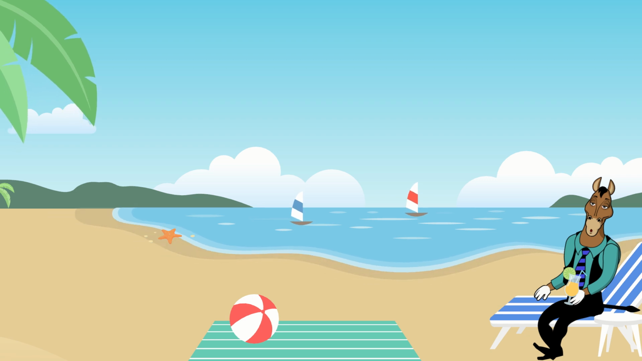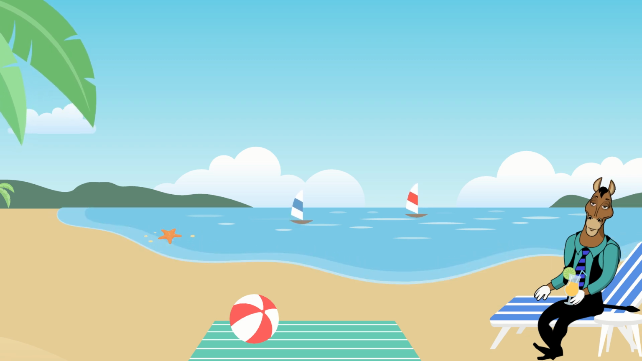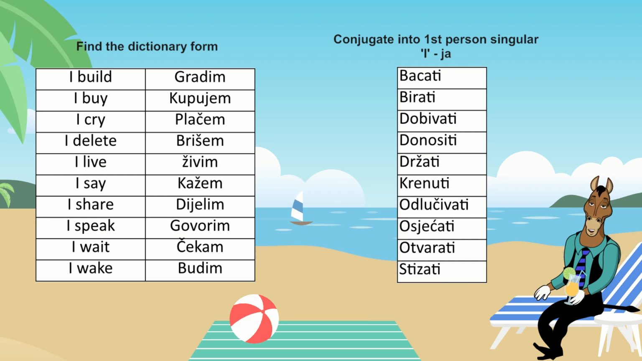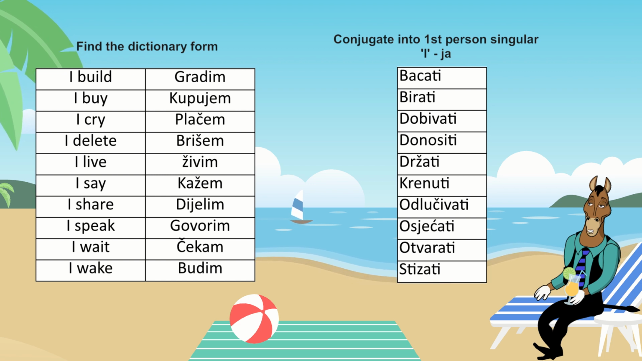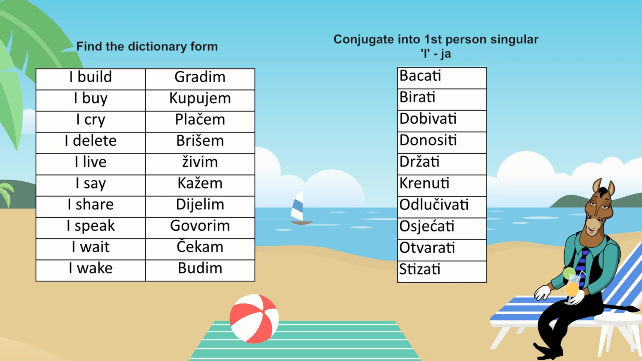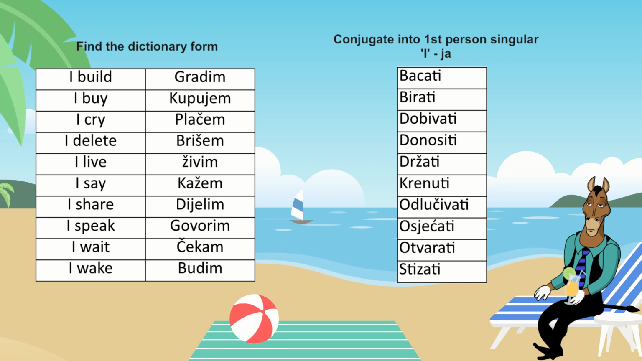Here are a couple of exercises for you. In the first table, see if you can put these back into the dictionary form. And in the second table, try conjugating these into the first person singular I or ja. Remember that practice and exposure are key. As you encounter more verbs, you'll become adept at distinguishing regular from irregular ones. And good luck with your learning journey.